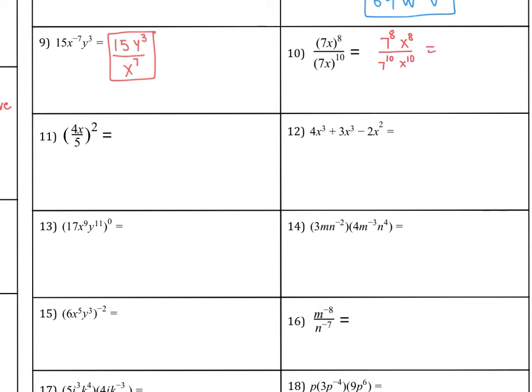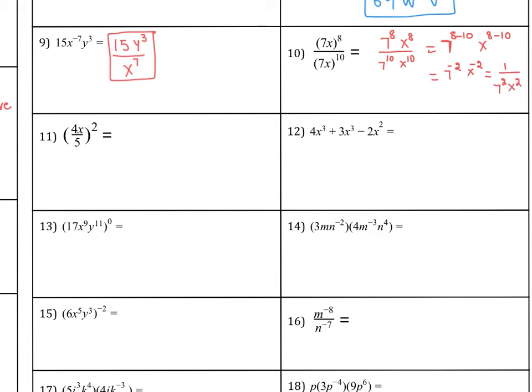When we divide or use the quotient property, then we're going to subtract the powers if the bases are same. So in this case, that's going to be 7 to the power 8 minus 10, x to the power 8 minus 10. So what you get here is 7 to the power negative 2 and x to the power negative 2. We are going to take its reciprocal and change the exponent into positive.